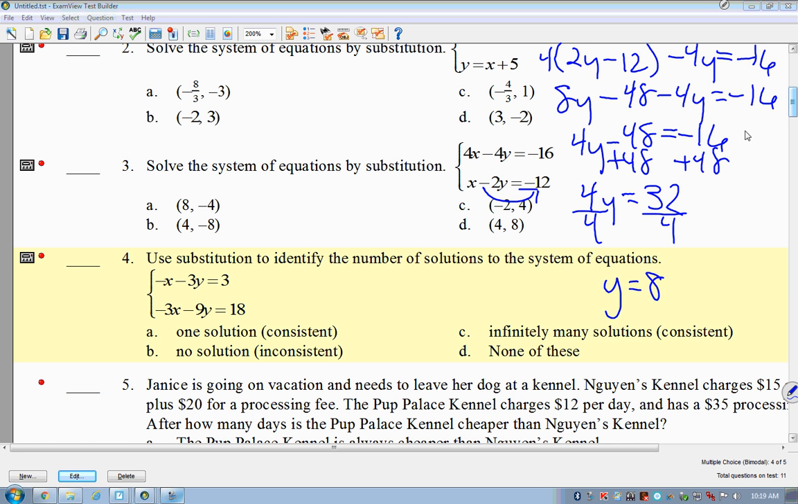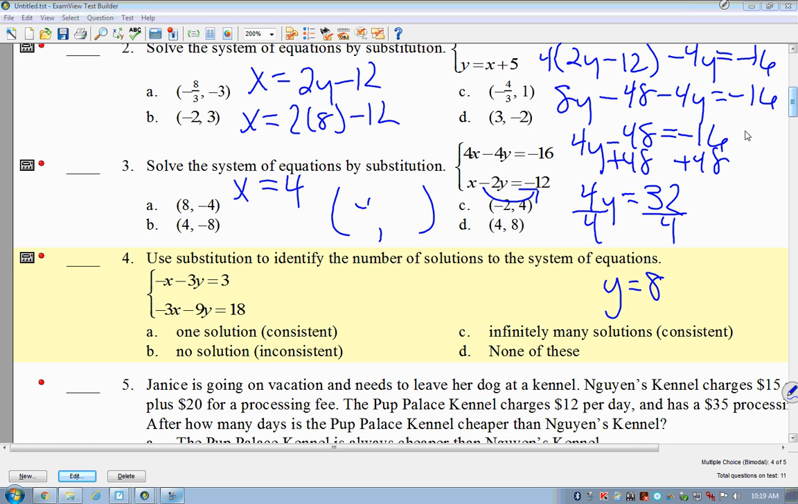Now what do I want to do? Plug it back in and solve for x. In this earlier equation we wrote x equals 2y minus 12. So if I kept that equation, all I have to do is x equals 2 times 8 minus 12. What's 2 times 8? 16 minus 12 is 4. So as a coordinate pair, I'm getting 4 and 8. So I get D as an answer.